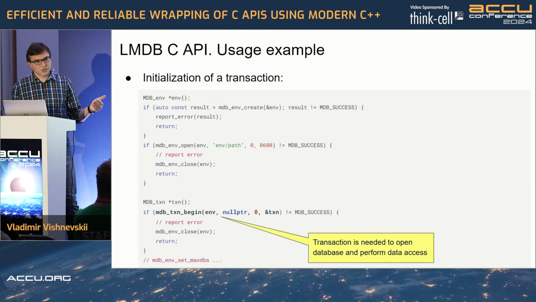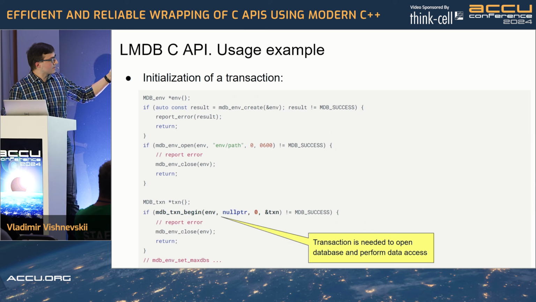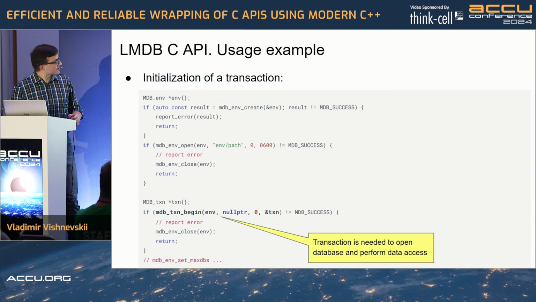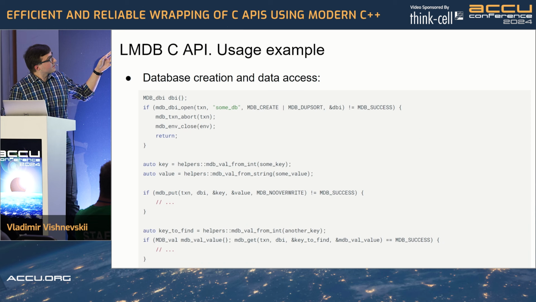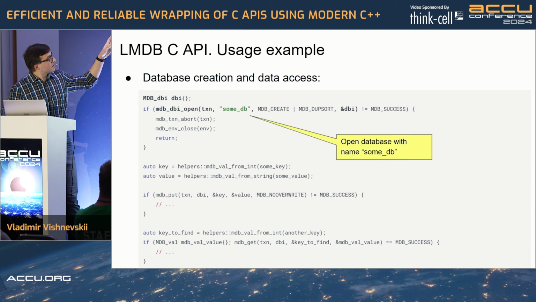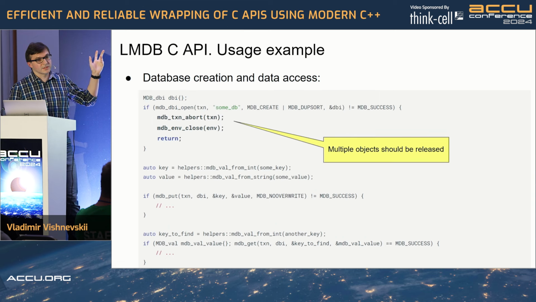All the operations with the databases happen under a transaction. A transaction should be created. Again, we are passing pointer to pointer. And this is how it is done. There are some parameters irrelevant for our presentation as well. And then the database can be opened. We need to provide its name. Again, now we already have two resources to dispose of if something is not working.